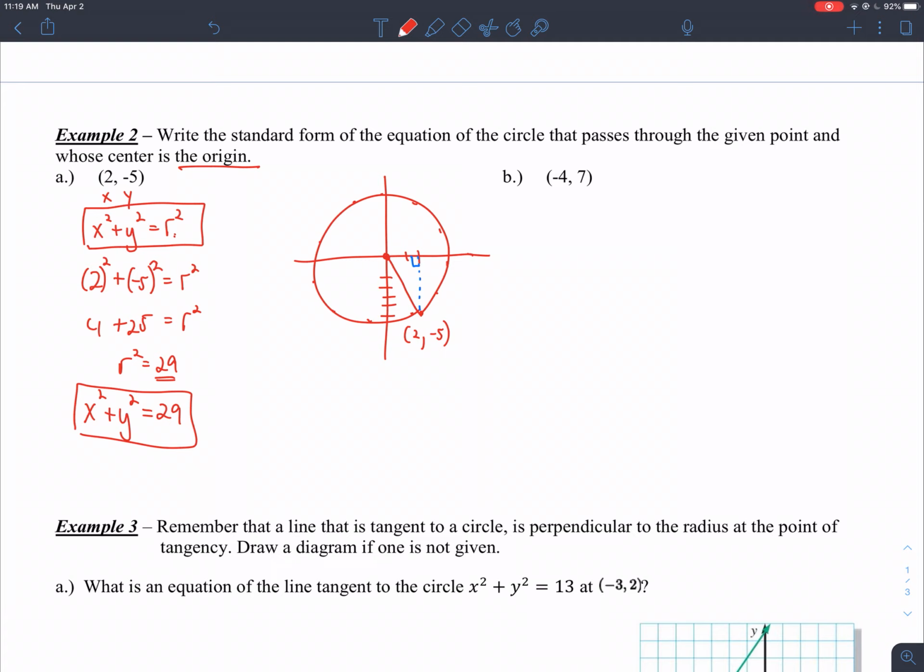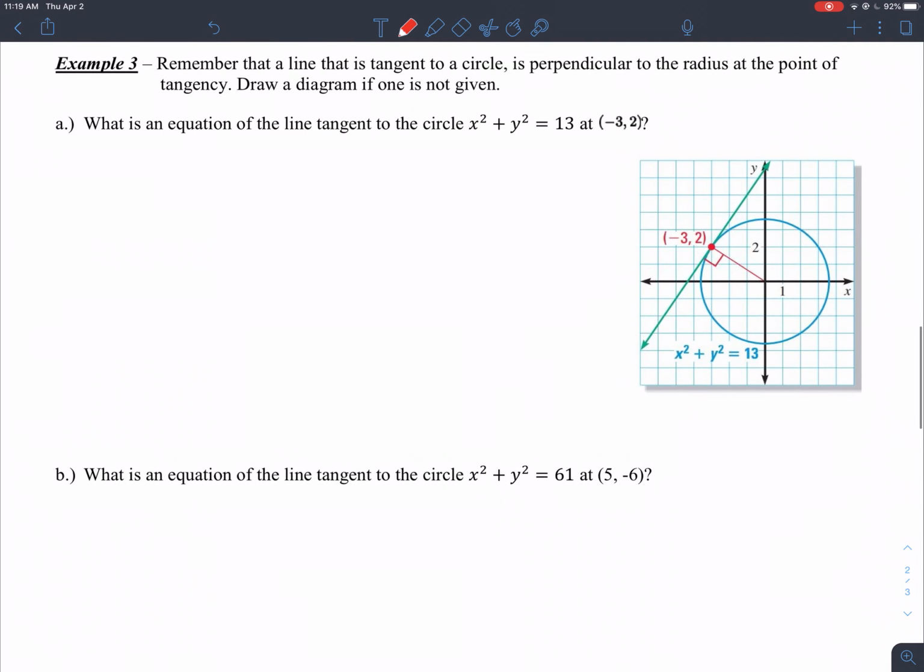Write the equation of the circle. I made that much more complicated than it needs to be. Basically take x, y, plug it in the formula, and you're done. But this is what you're actually doing when you do that. Alright, example 3.